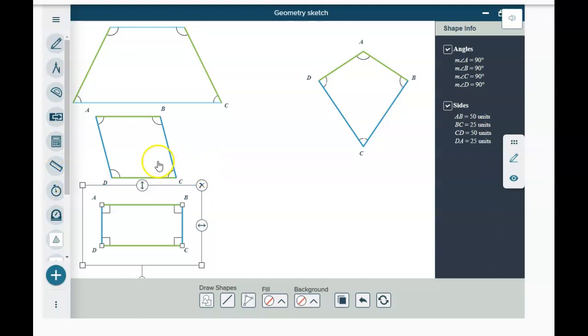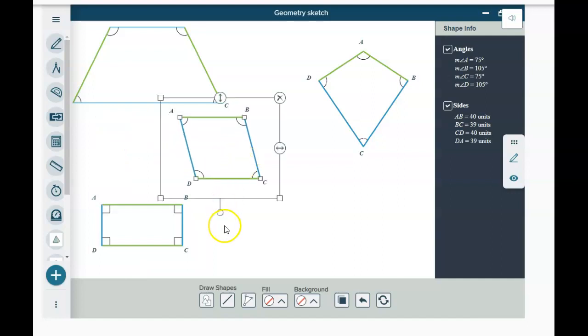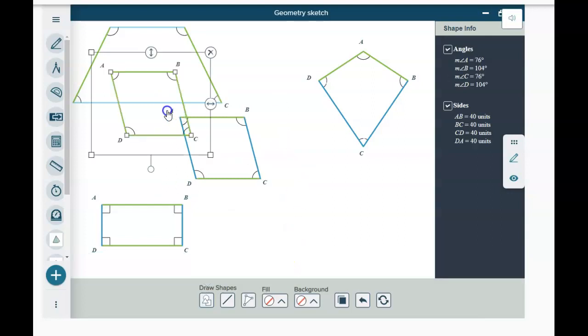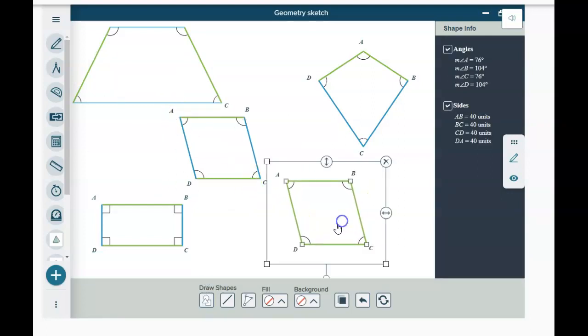A parallelogram that has two adjacent sides congruent, so basically meaning all adjacent sides are congruent, would be considered a rhombus. So we have all adjacent sides are congruent. So that's a rhombus.